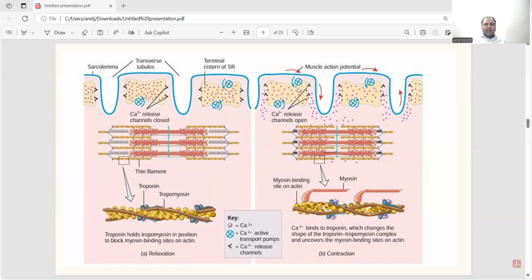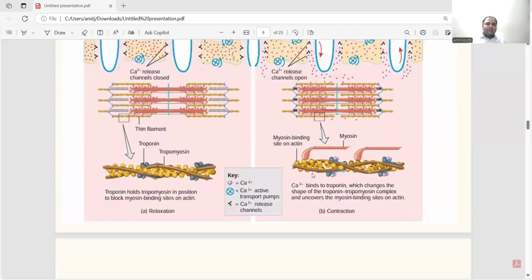I have spoken that from the sarcoplasmic reticulum, calcium passes through this channel when it is open. Calcium is released, and then it binds with the troponin molecule, and I have already spoken that contraction comes into action.